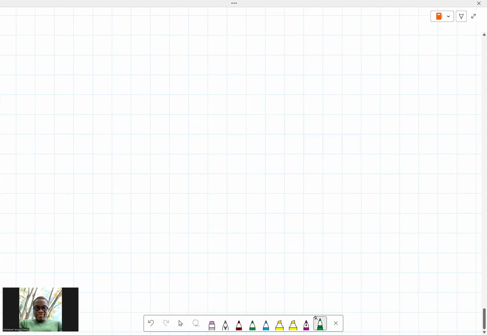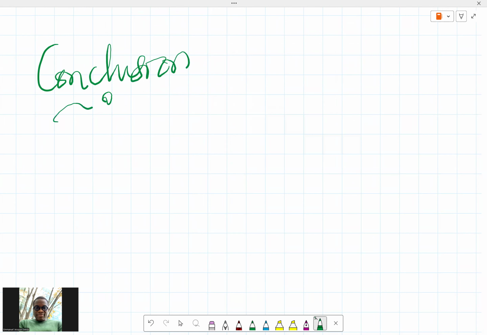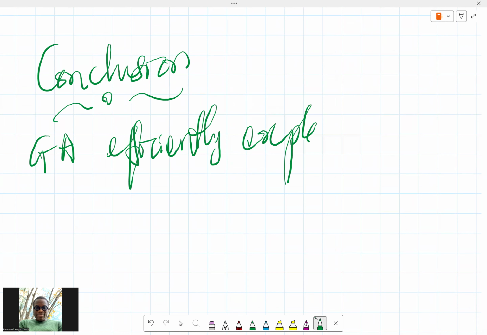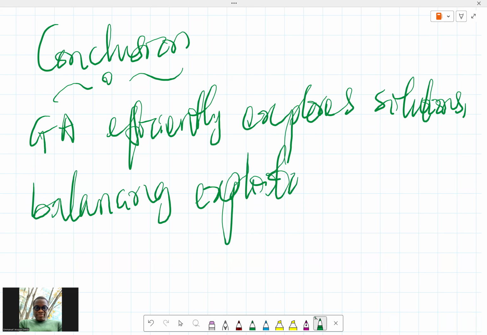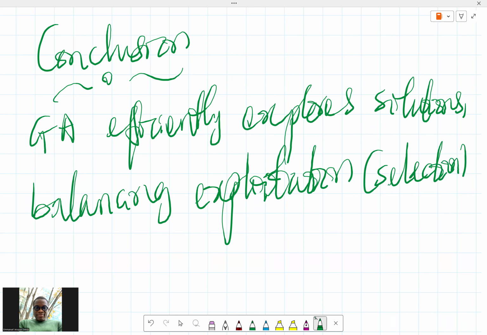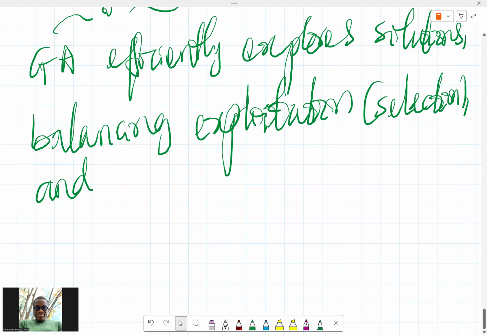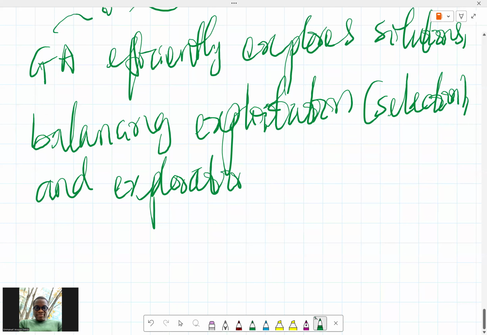So in the conclusion, we see that genetic algorithm efficiently explores solutions, filtering out inferior results, balancing exploitation and exploration. Exploitation is what you can refer to as selection, and exploration is mutation, like you're experimenting with things.